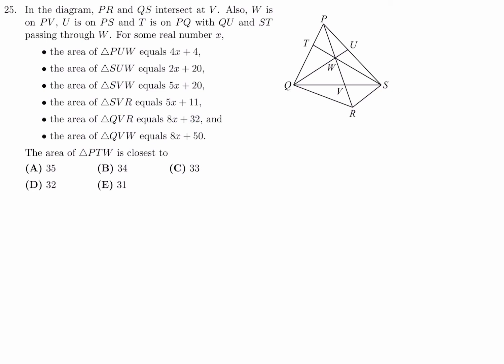In the diagram, PR and QS intersect at V, and W is on PV. U is on PS, and T is on PQ, and ST passes through W for some real number x.